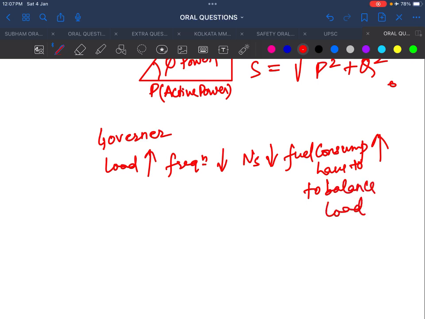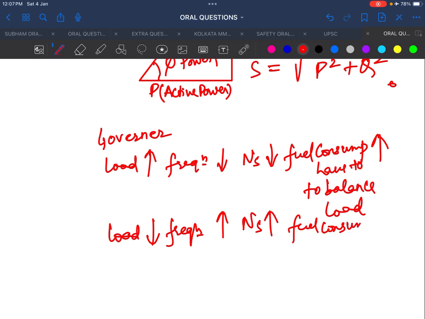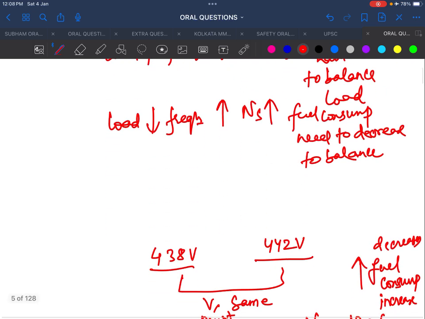And after that, if load decreases, frequency increases, speed also increases, but this is also dangerous. So what we are doing here is, fuel consumption needs to decrease to balance the load. So fuel consumption has to decrease.